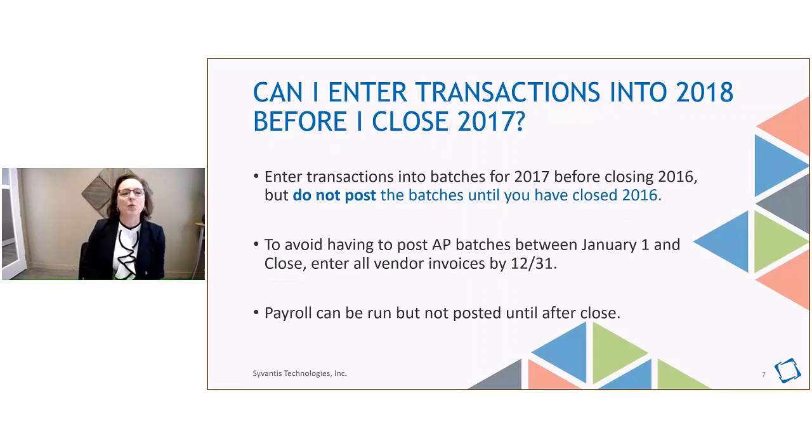So how does that work? If we are performing the close, how does that whole process work? Well, first of all, one of the recommendations that Microsoft provides is you can enter transactions. Oh, I see an error on here. It should be enter transactions into batches for 2018 before closing 2017, but just don't post those batches until you have closed 2017. What that means is, you don't want to stop your people from doing production of entering sales orders, entering project transactions, doing whatever they have to do, right? You want to just keep working and keep doing production right into the beginning of the year.